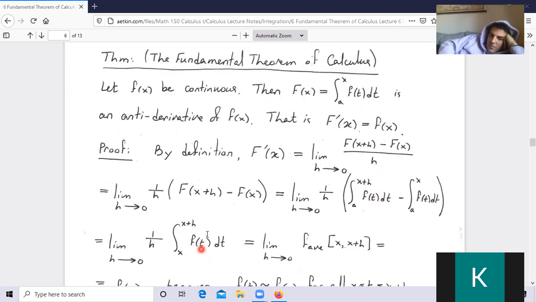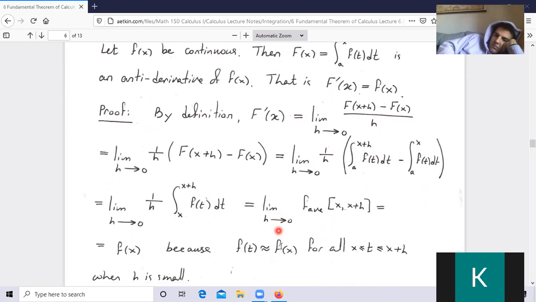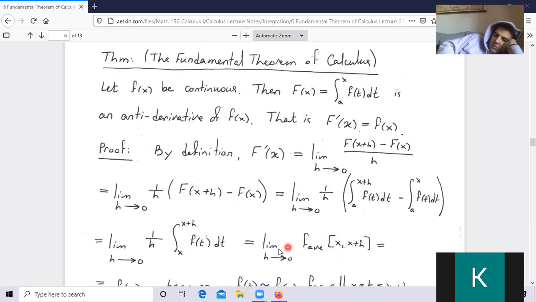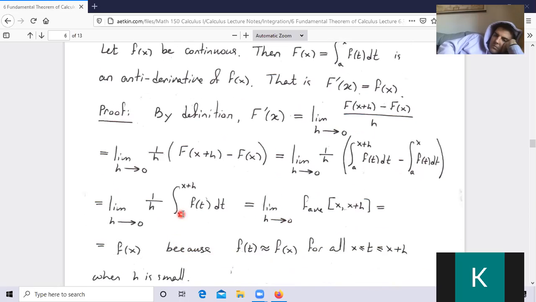So that is the average value of f in the interval from x to x plus h, where h goes to 0. And because the function is continuous, f of t will be essentially f of x for all t between x and x plus h, right? If h is very small, the average will be the f at this point, at the x here. Are you following me, guys? I carry out the definition and I recognize that it's the average value.